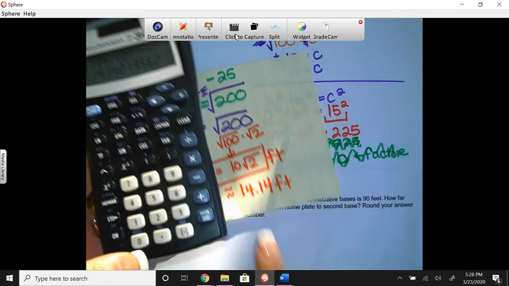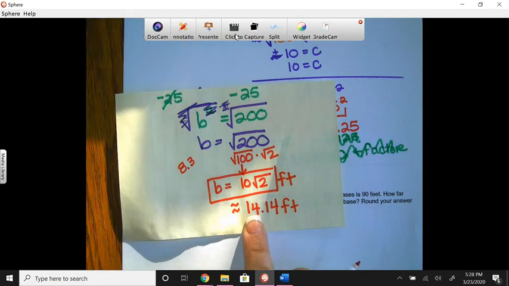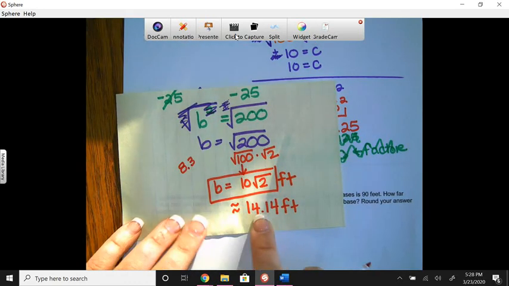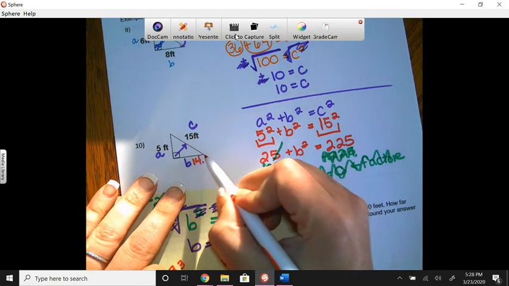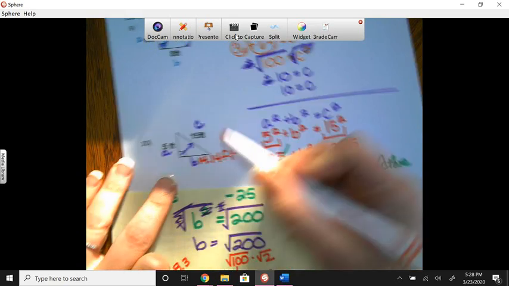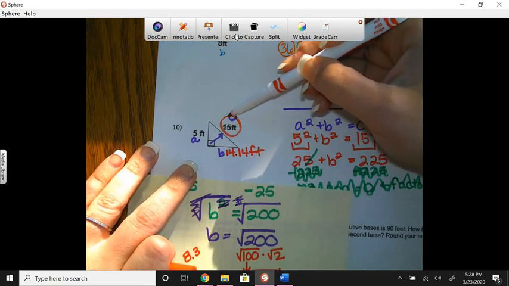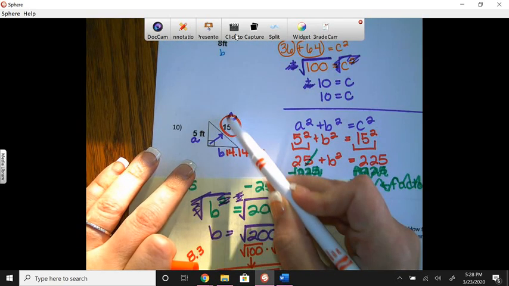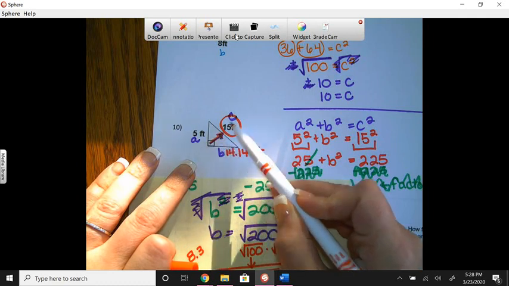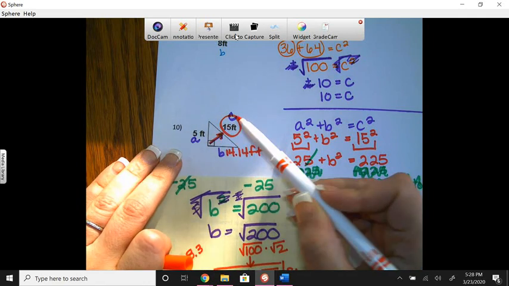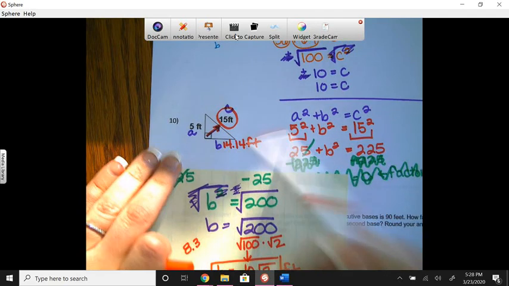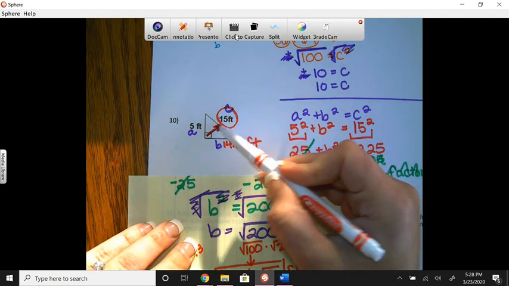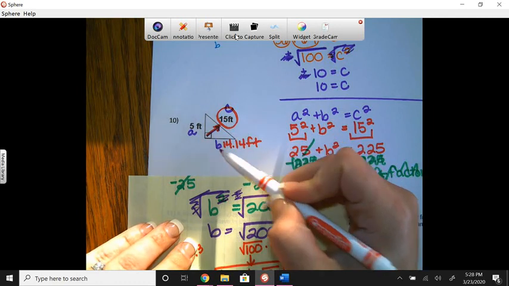So it didn't ask in the directions to write it as a decimal, but I would to make sure it makes sense. So if this is 14.14 feet, you want to make sure that it is not bigger than this, because the C value, the length across from the right angle, should be the largest. So if you had left your answer as 200, that would make no sense. So this side should always be the longest, so that's how you can catch a mistake.